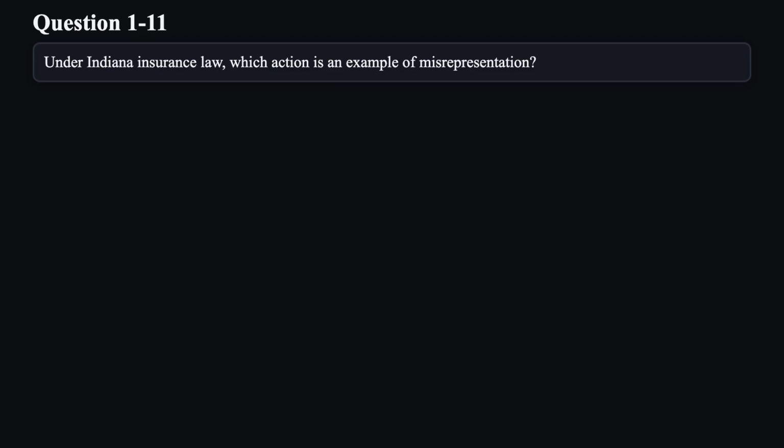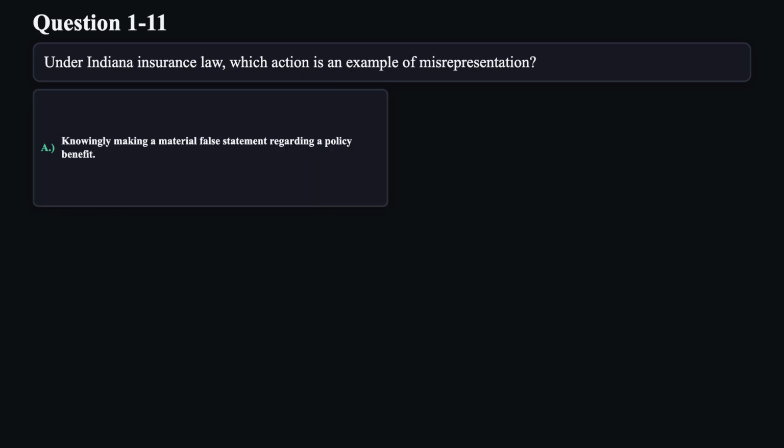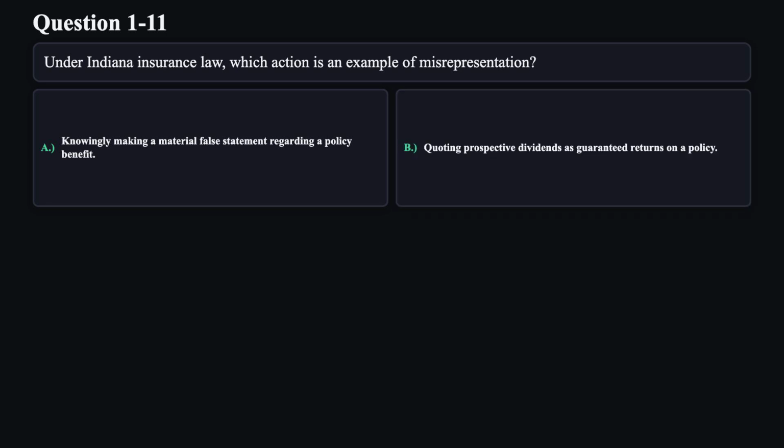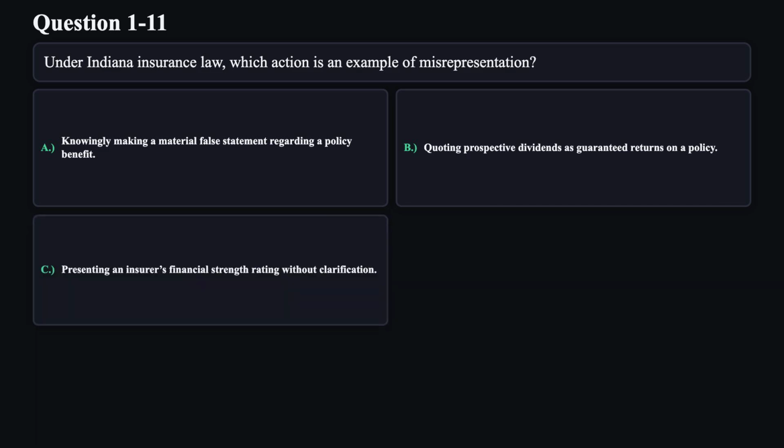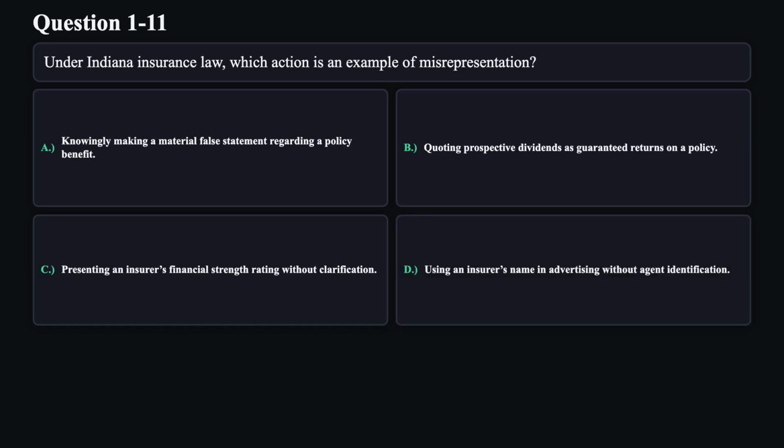Question 11. Under Indiana insurance law, which action is an example of misrepresentation? A. Knowingly making a material false statement regarding a policy benefit. B. Quoting prospective dividends as guaranteed returns on a policy. C. Presenting an insurer's financial strength rating without clarification. D. Using an insurer's name in advertising without agent identification.